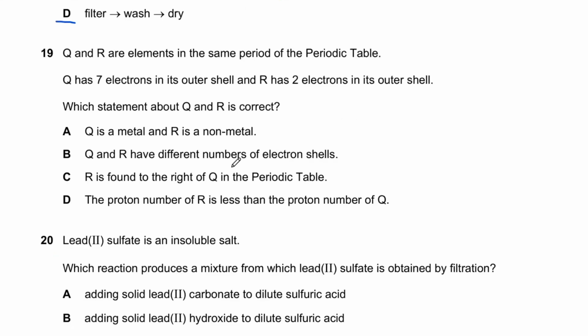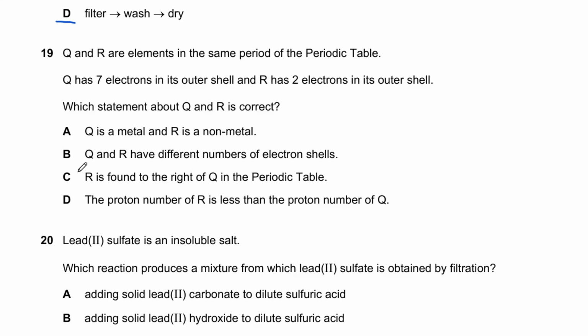Question 19. Q and R are elements in the same period of the periodic table. Q has 7 electrons in its outer shell. R has 2 electrons in its outer shell. Which statement about Q and R is correct? So let's take them one after the other. Option A, Q is a metal and R is a non-metal, which is wrong. 7 outer electrons means non-metal for Q, so Q is not a metal. Then B, Q and R have the same number of electron shells.